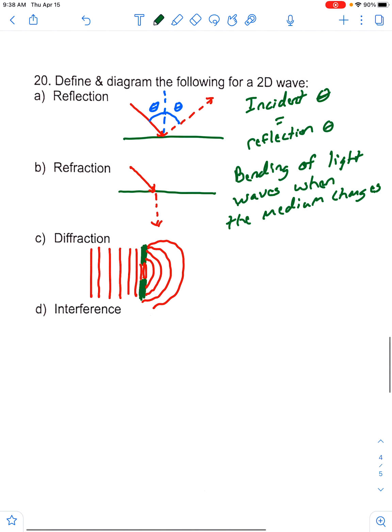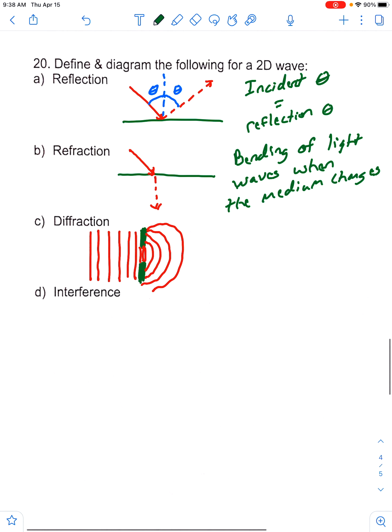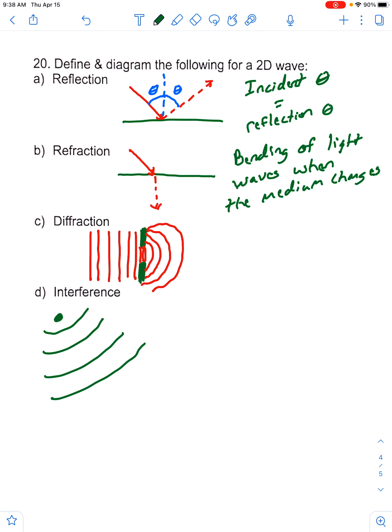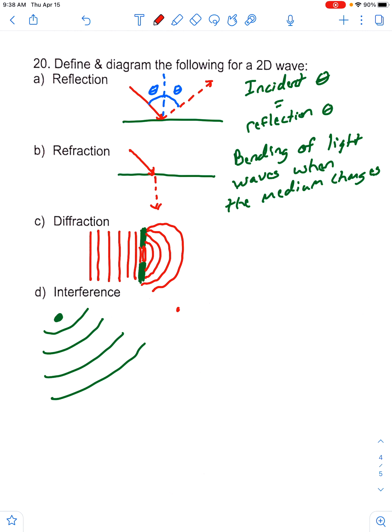Okay, interference. We talked a little bit about interference earlier. We did constructive and destructive. This is kind of what it actually looks like. So say I were to throw something in the water right here, and it made waves. And let's say I threw something else in the water right here, and it made its own waves.